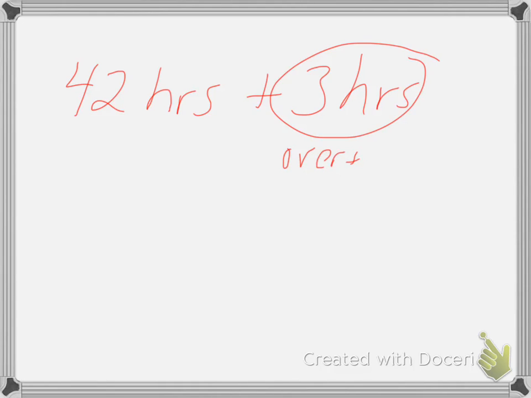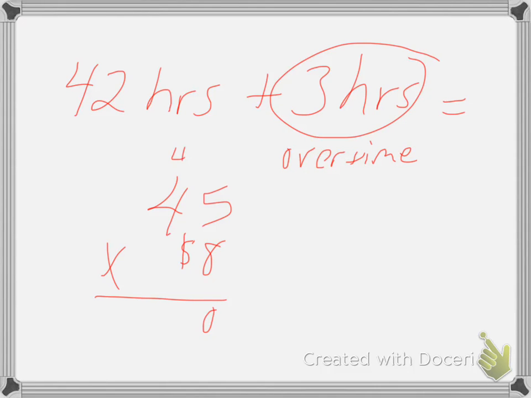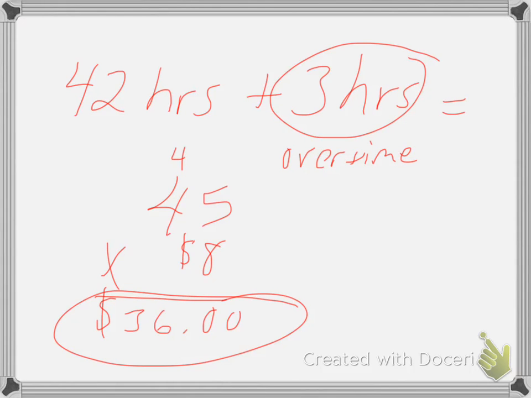So next, we have 42 hours total plus the 3 hours for overtime equals 45, and then it's just a matter of multiplication, and 45 times the $8 gives you $36. So that's the process.